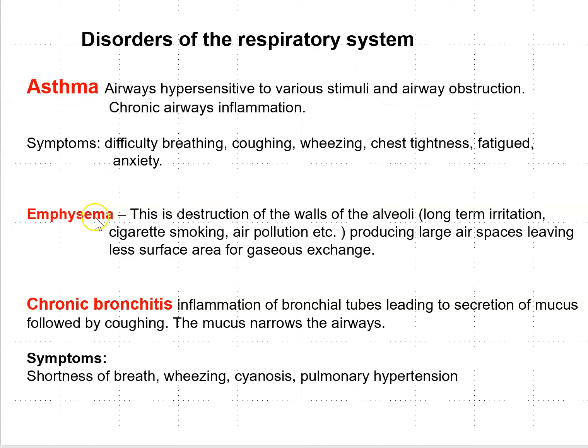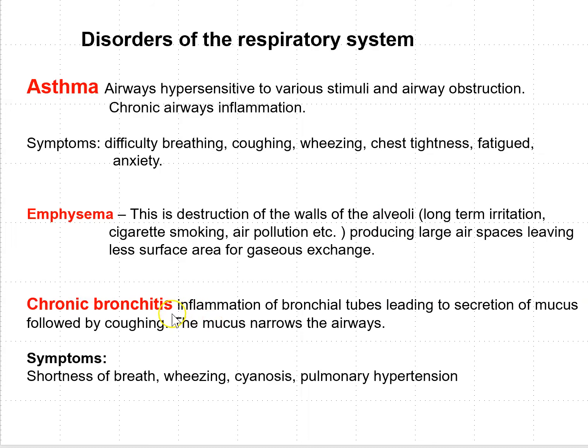Then you have emphysema. Emphysema is the destruction of the walls of the alveoli, and this is a result of long-term irritation of the lungs. For example, chain smokers end up having emphysema due to excessive smoking, or people who live in a highly polluted area can have emphysema due to prolonged exposure. So when the walls get destroyed, it leaves lesser surface area for gas exchange, because keep in mind, the alveoli are the actual site of gas exchange in the lungs.